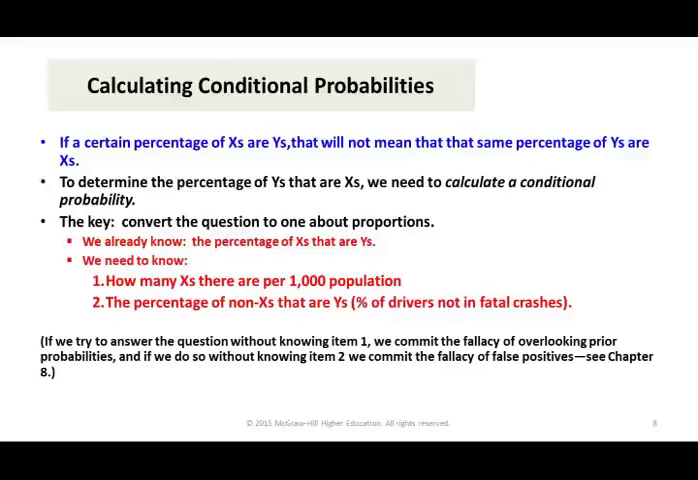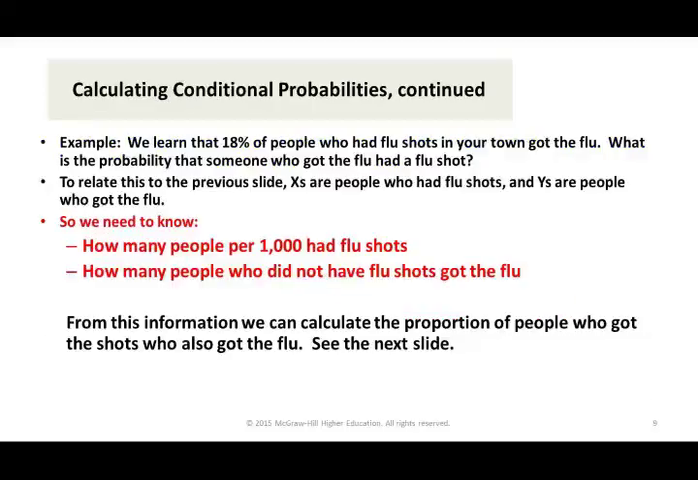Anyways, I'm repeating something from chapter 8, which we're not covering here, but there are fallacies associated with each of these if you overlook the first thing you need to know and the second thing. But since we haven't talked about those fallacies, I'm actually going to leave that out of this conversation.